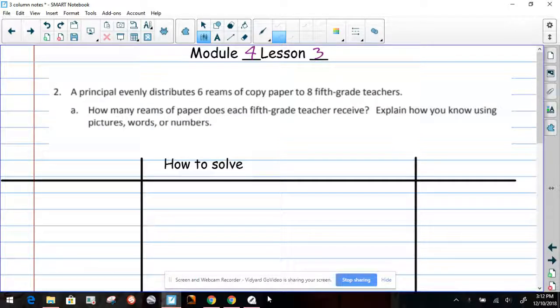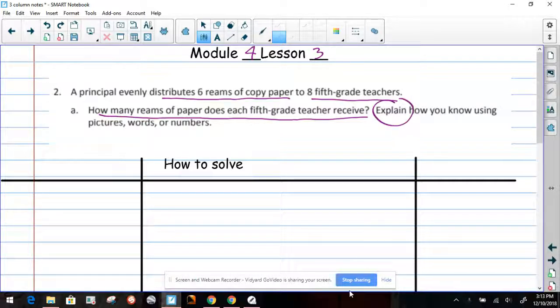Let's read this. A principal evenly distributes 6 reams of copy paper to eight fifth graders. How many reams of paper does each fifth grader receive? That's the first question. And then we have to explain.